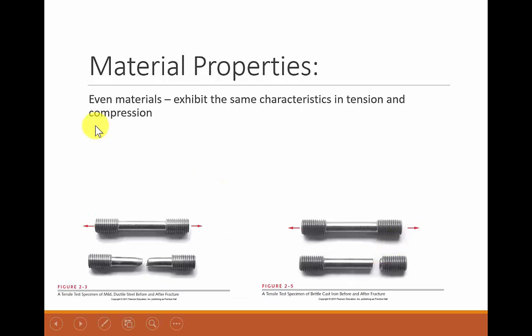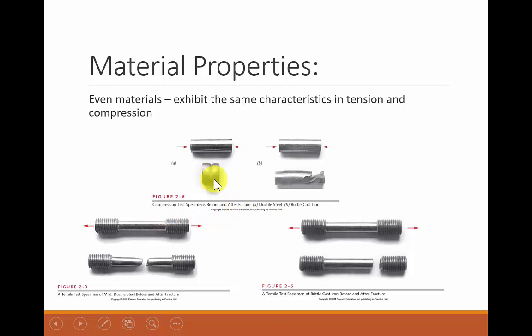We're going to consider materials to be even if they exhibit the same characteristics in tension or compression. So here's a ductile material that was put in compression. Notice that we really can't say that the ductile material failed. All we can really say is that it's deformed so much that it's probably not useful as it originally was. The brittle material definitely did fail. Notice there's not a lot of change. We can actually see a little exhibiting of buckling.